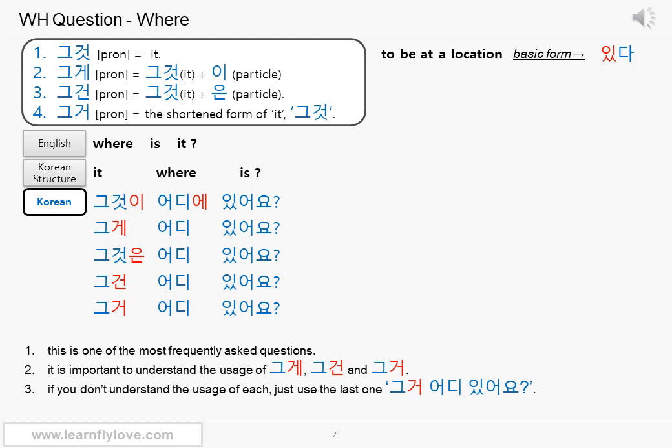You lost something in your room, so you ask your mom, "Mom, did you see the black palm-sized square thing on the floor in my room? Where is it?" In this case, you use 그거 어디 있어요? Maybe it's a bit difficult to understand now. You will perfectly understand later, so don't worry. Actually, we will learn something about this in Lesson 5, Part 4. If you don't understand the usage of each, just use the last one. 그거 어디 있어요? It will work.